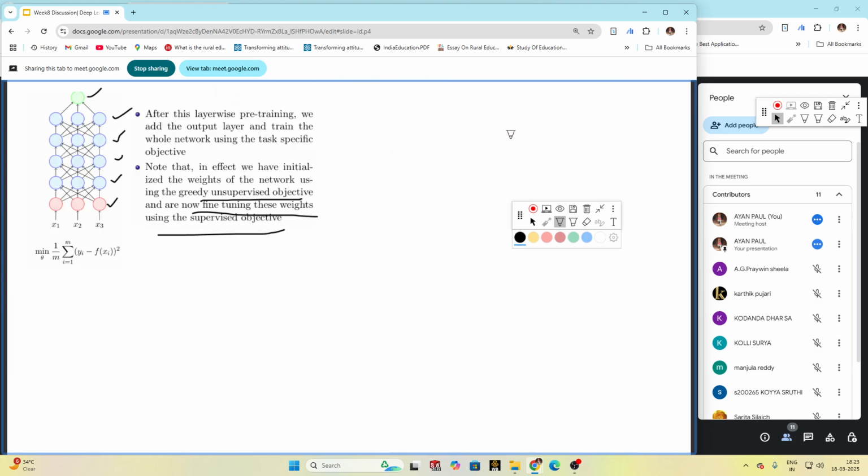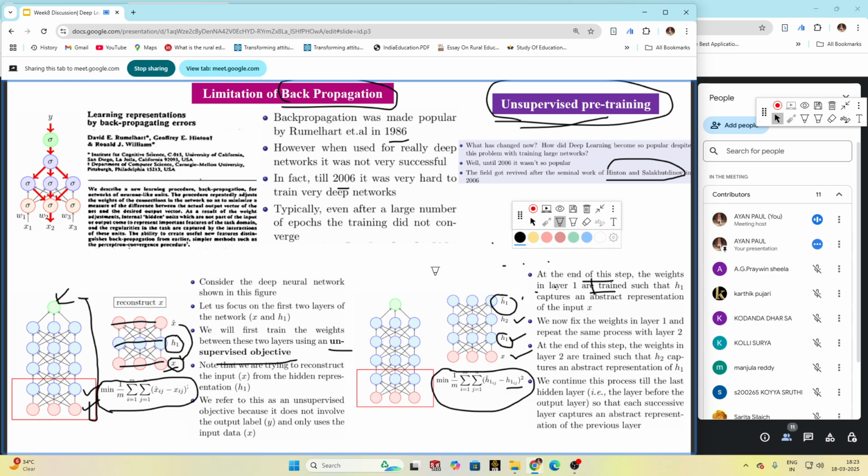So let me repeat again. First thing, why are we interested in this unsupervised pre-training? There are various limitations of backpropagation.